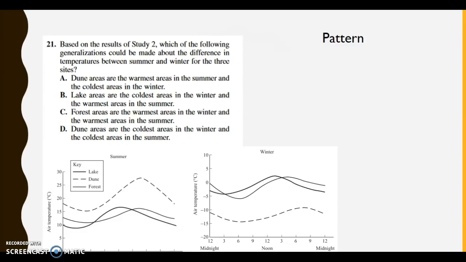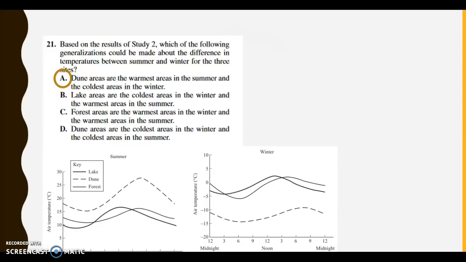So answer choice A, dune areas are the warmest areas in the summer and the coldest areas in the winter. So here are my dunes in the summer. Here are my dunes in the winter. This statement is true, right? My dune areas are warmer. You can see that up here, I have a much higher temperature than both the lake and the forest. And then down here in winter, I have a much lower temperature than the lake and the forest in the winter. But just to prove it, we're going to go through each of these 3 answer choices just to make sure, which is what you should always do, even if you think answer choice A is correct.